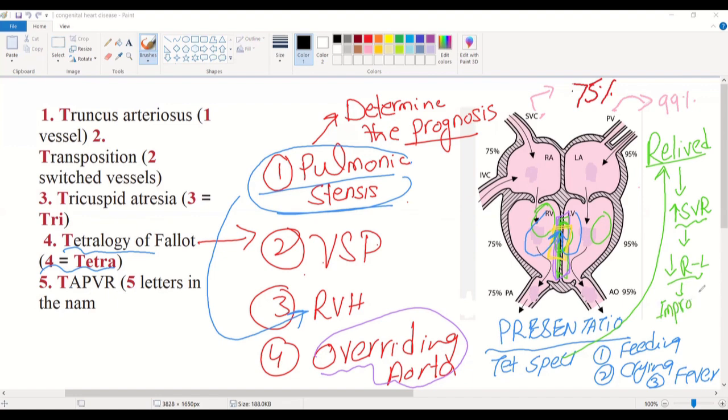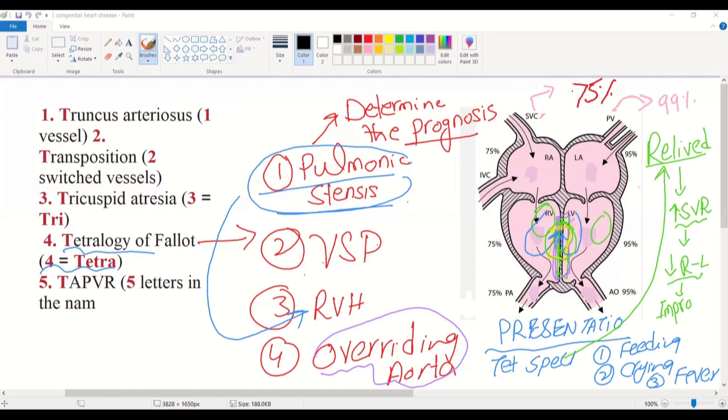Systemic vascular resistance means there is increased pressure in the aorta. Let's suppose this is the aorta. So there is increased pressure in the aorta, and this will cause a decrease in the right to left shunt.